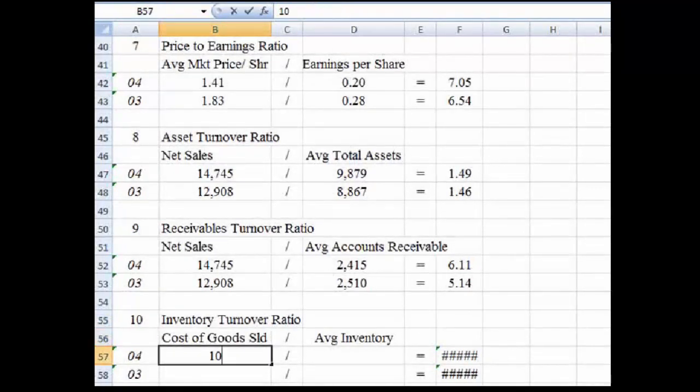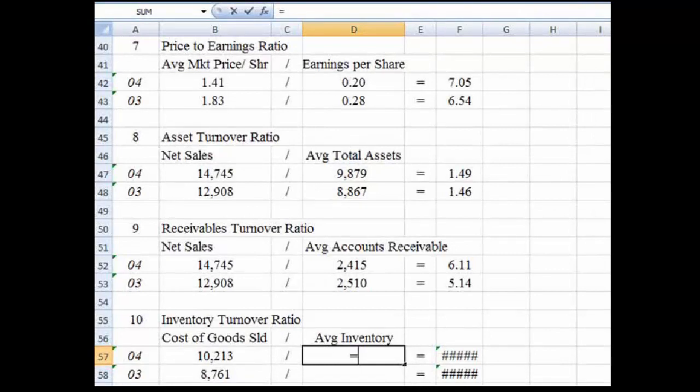So for 2004, its $10,213,000 is entered as $10,213. For 2003, its $8,761,000 is entered as $8,761.